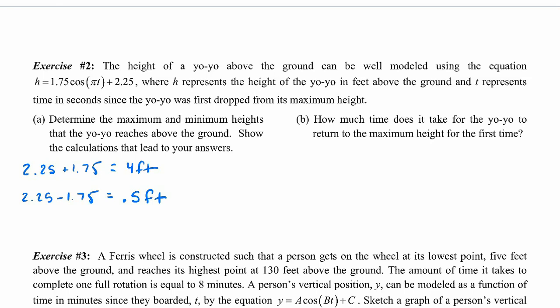How much time does it take for the yo-yo to return to the maximum height for the first time? In other words, what is the period? And this time we have b, that's pi, that's the letter in front of the variable in the parentheses. So our period is 2 pi divided by pi, which is just 2. 2 seconds on the nose. 1 second to go down, 1 second to come back up.